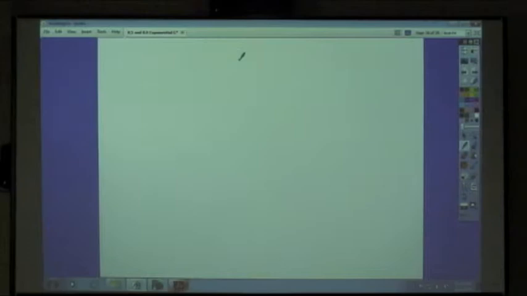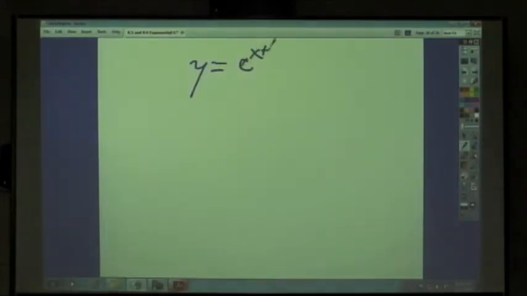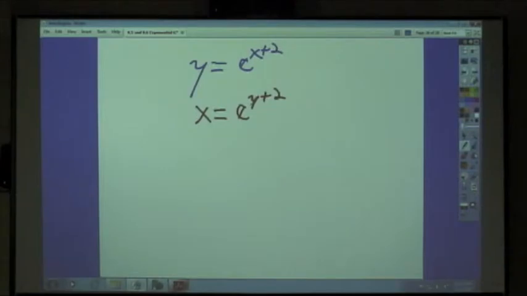So if you looked at one like number 41, and you saw e to the x plus 2 power, and you had to find the inverse of this, the first thing you would do is switch your x and y. So you get x equals e to the y plus 2 power. Then you would solve for y.